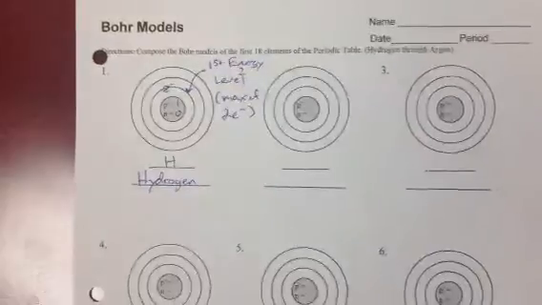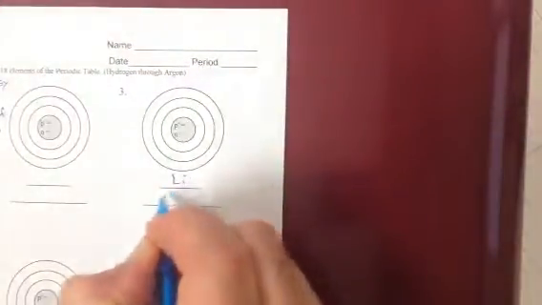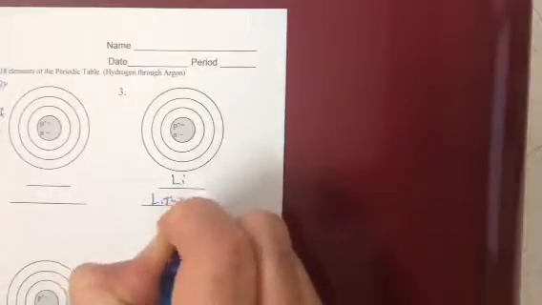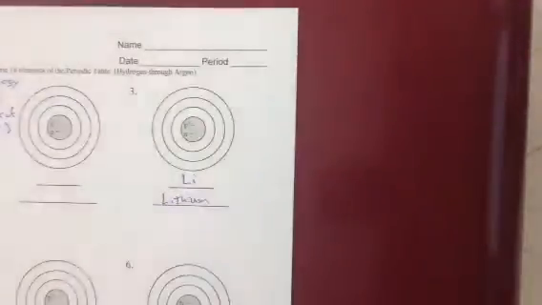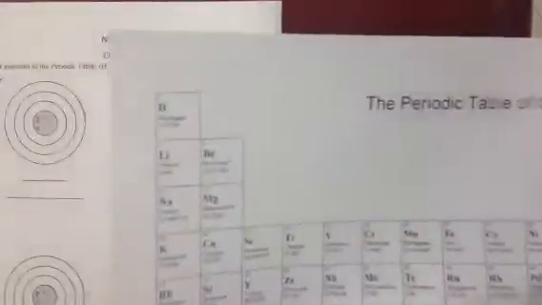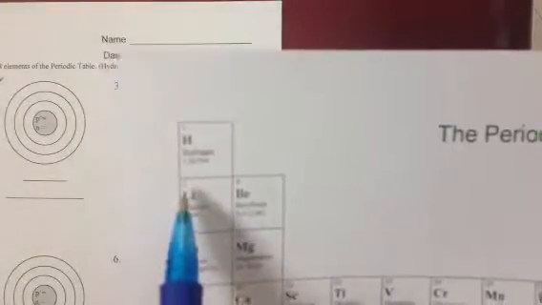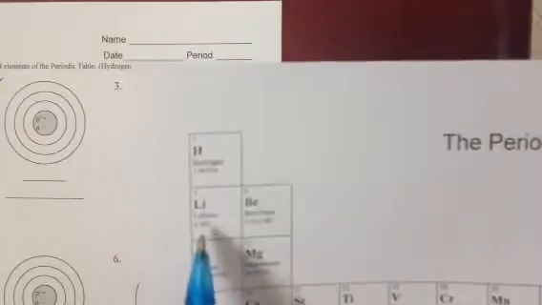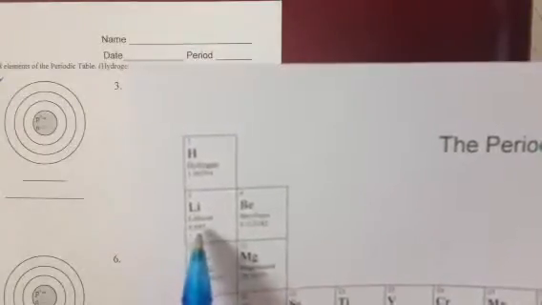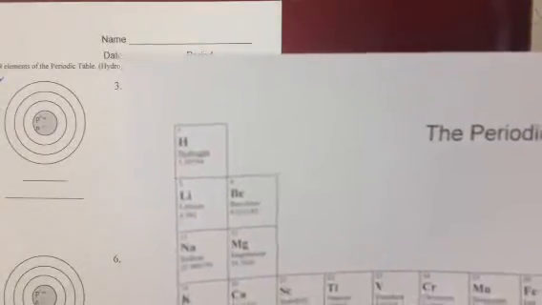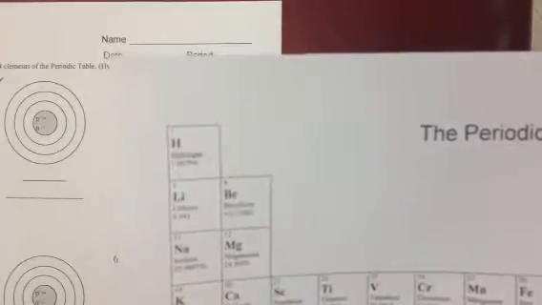Let's look at the element lithium. Lithium is number 3, right? Li. It's the third one on the periodic table. So we take a look at that. It's got an atomic number 3, so that means there are 3 protons, and its mass number is 6.941. So that rounds to 7. It has a mass number of 7.